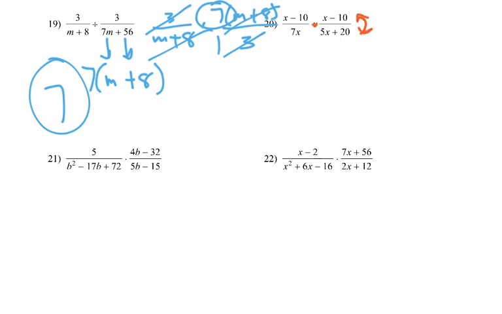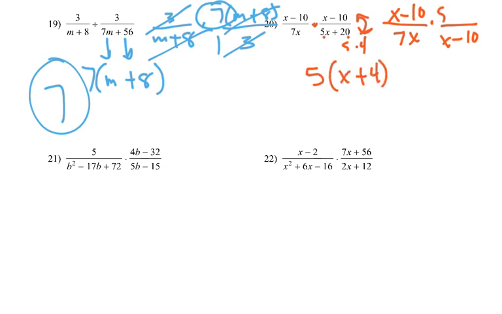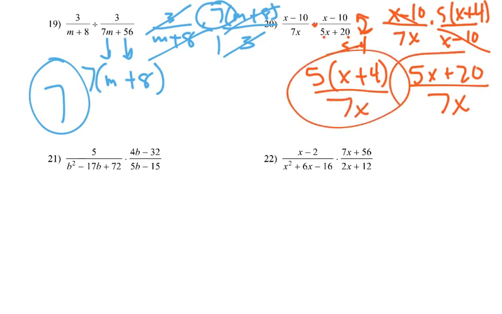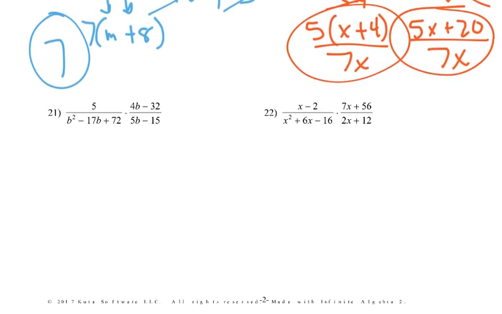Multiply and get the reciprocal, so x minus 10 over 7x times something over x minus 10. Now 5 and 20. 20 is 5 times 4, so we can pull a 5 out and get x plus 4 left over. Not that I think that'll help us. The x minus 10's cancel, but the other ones don't, so you can leave it either way, just over 7x. So sometimes the factoring doesn't really help you, but most of the time it does in these problems. Kind of set up that way.